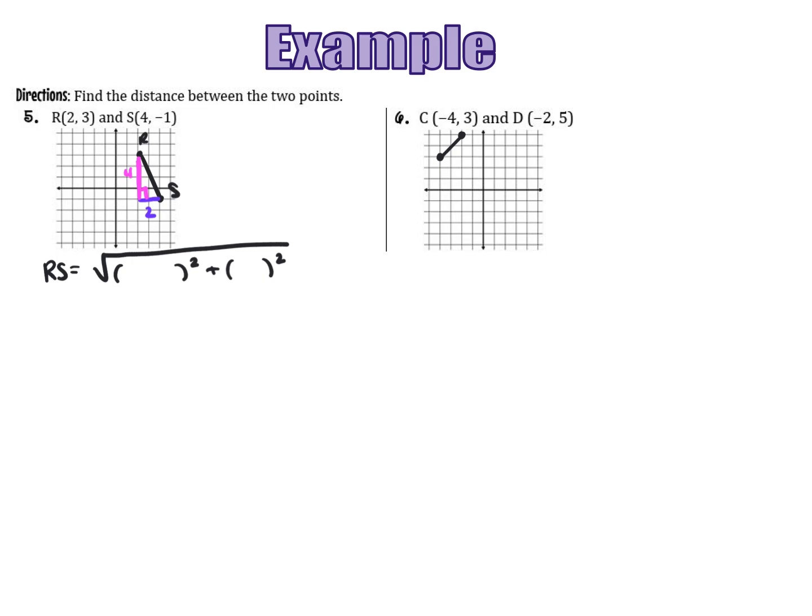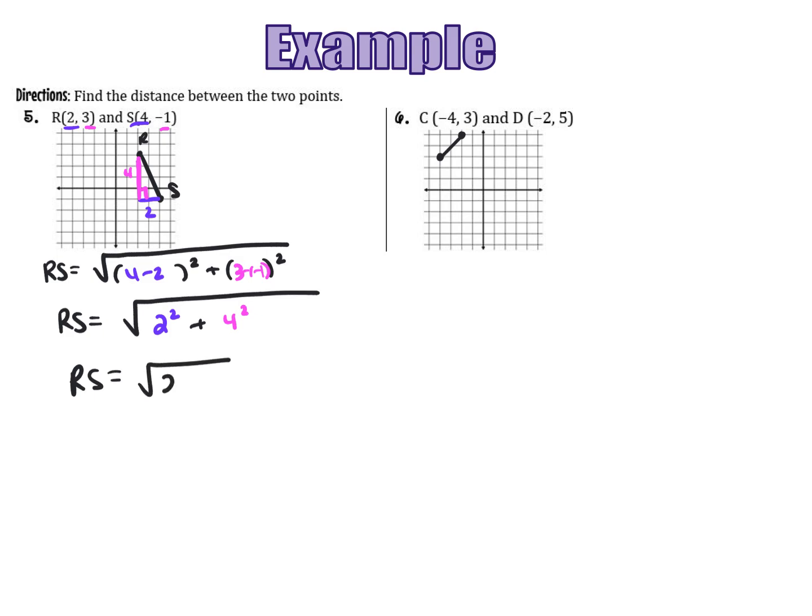So the difference of our x's squared, our x's are 4 and 2. And our y's are 3 and negative 1, so 3 minus negative 1. And then if we simplify this, we're going to get the square root of 2 squared plus 3 minus negative 1, which becomes positive 4 squared. So then RS is going to be the square root of 4 squared is 16, 2 squared is 4, so we're going to get the square root of 20.